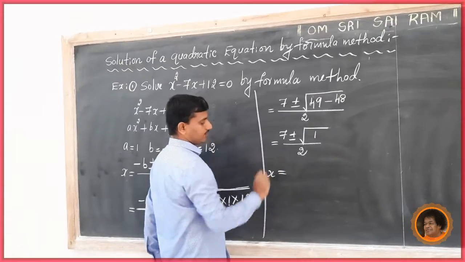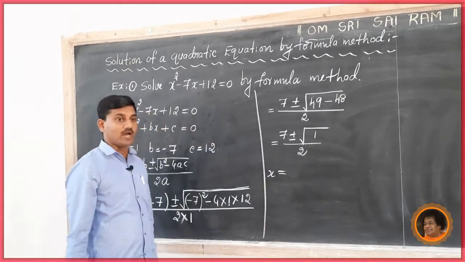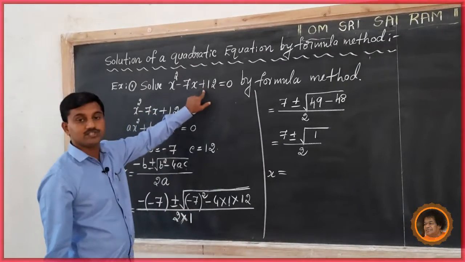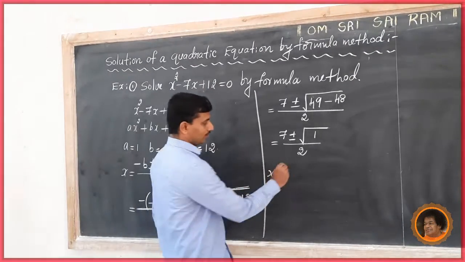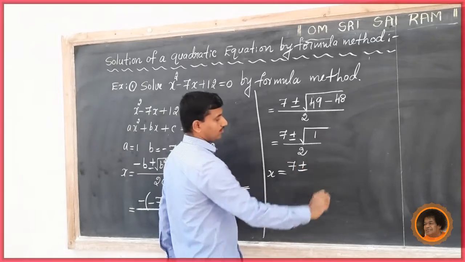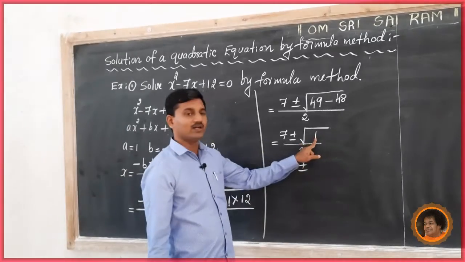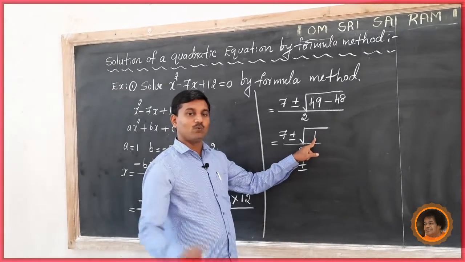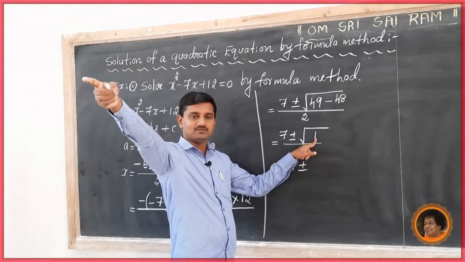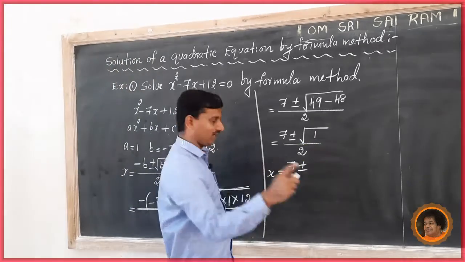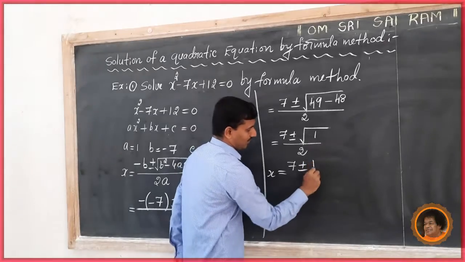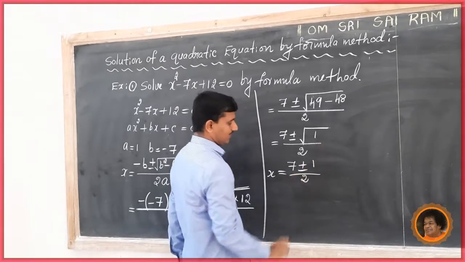So x equal to, our aim is to find the value of x or the roots of this equation. So x equal to 7 plus or minus, what is the square root of 1? 1 square equal to 1, so square root of 1 is also 1, divided by 2.